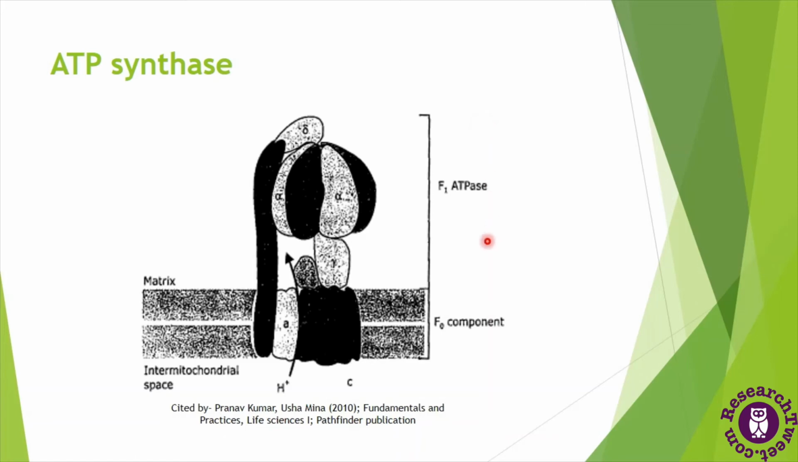Now the other component is the F1 component, also called F1 ATPase. It is tightly bound to the F0 component, and this is made up of 3 alpha units, 3 beta units, gamma, delta and epsilon subunit. It protrudes into the matrix of mitochondria, and here the beta subunit of F1 ATPase acts as the site of ATP synthesis.